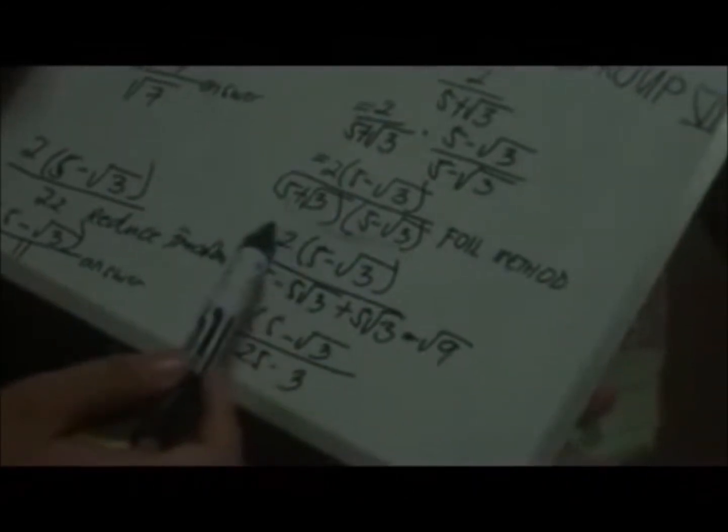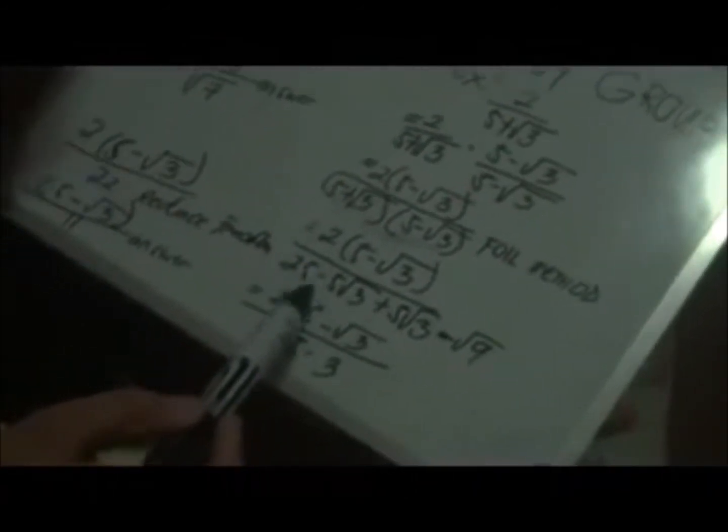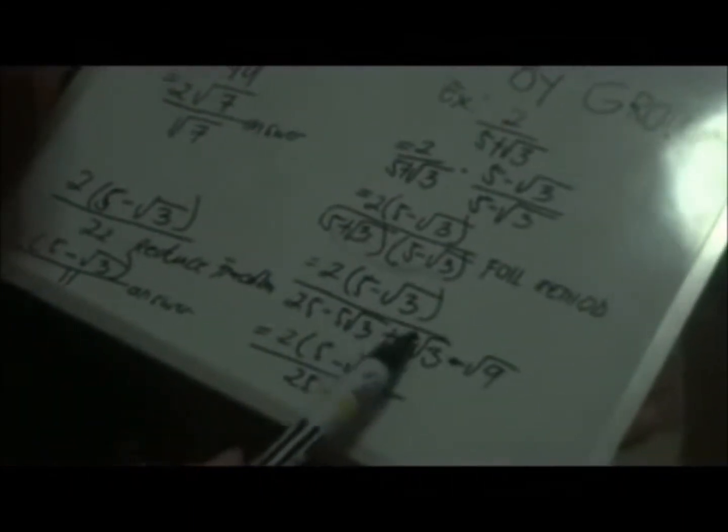Distribute lang po siya. So magiging answer na po is ito po. 5 minus square root of 3 times 2 over 25 minus 5 square root of 3 plus 5 square root of 3 negative 9. So, ito po, 25 yun po, yung sagot. 5 times 5, 25. Then 3 times 3, 9.